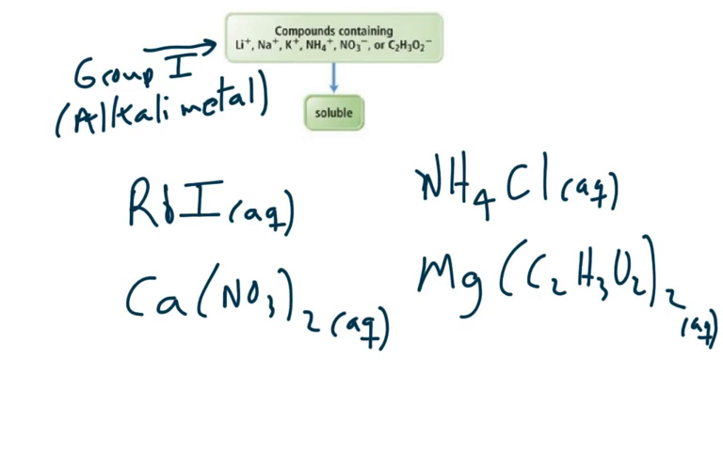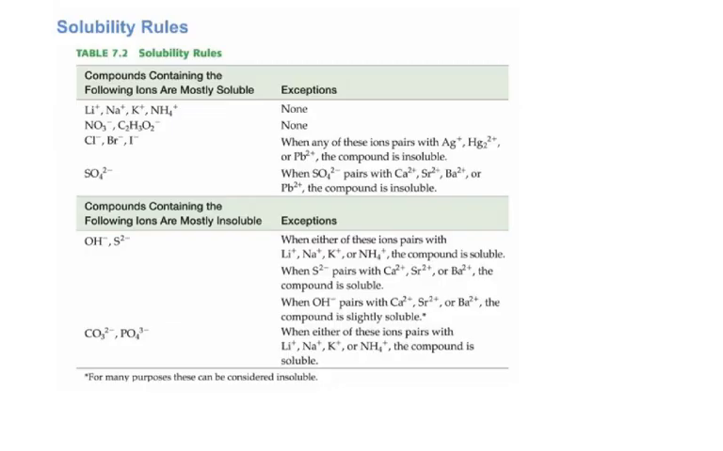Okay, now let's take a look at this next rule. The third rule has to do with the halides: chlorine, bromine, and iodine. Notice fluorine is not part of this rule. Fluorine is not as common as these three. We will focus on these three halides. According to the rule, if you are with chlorine, bromine, or iodine, you're always soluble, but there are three exceptions.